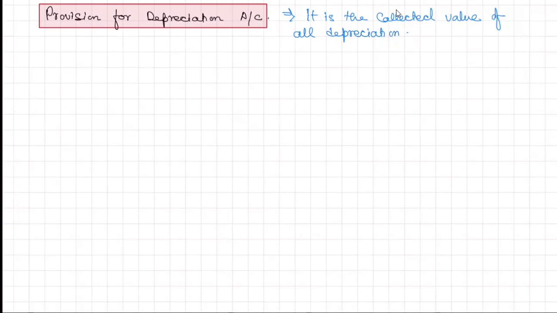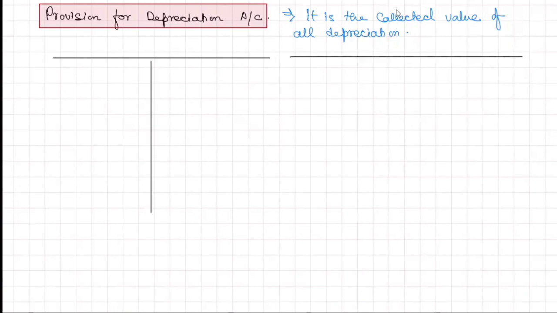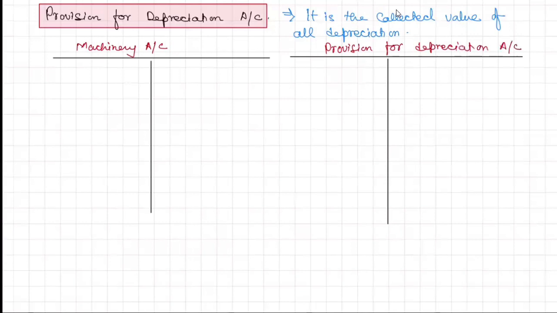Okay, I'm showing you with an example. So this is our machinery account, and this is our provision for depreciation account. See, nothing will be changed.